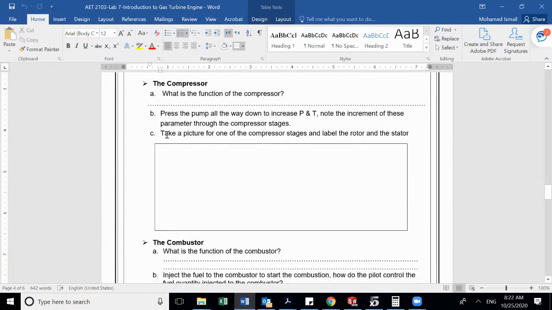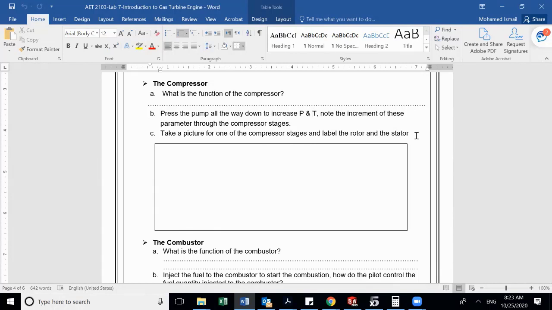And then you are going to take a picture for one of the compressor stages and label the rotor and the stator. So the compressor consists of several stages. عندنا فيه كم stages كم مرحلة يعني. So each stage consists of rotor. Rotor, what does it mean? Something which rotates, يعني moving part. And there is a stator. Stator is coming from state. That means it's remaining stationary. So there is a moving part and there is non-moving part. So you are going to take a picture and label which part is moving and which part is stationary.